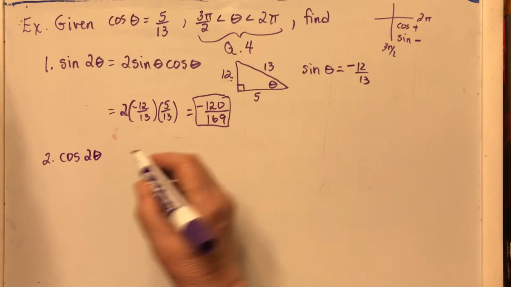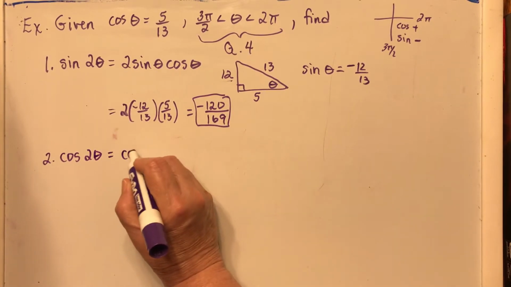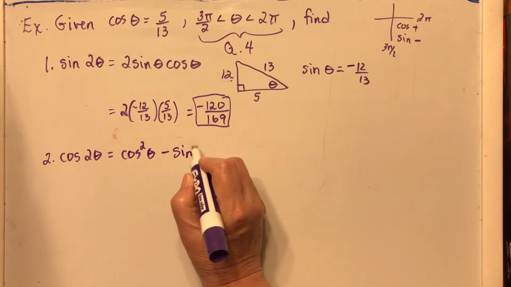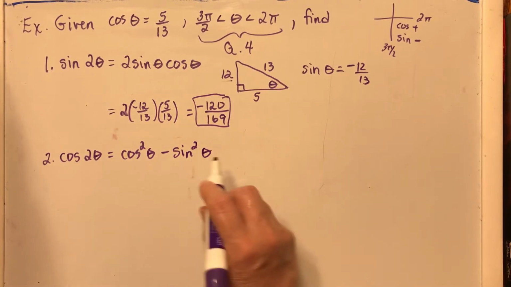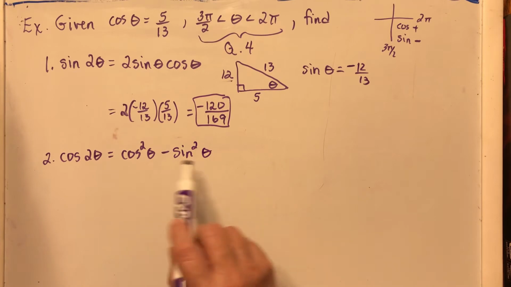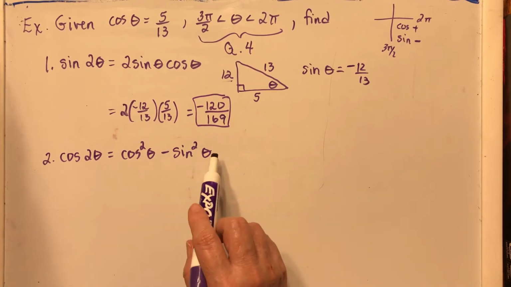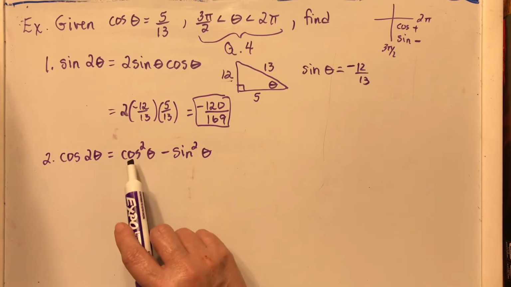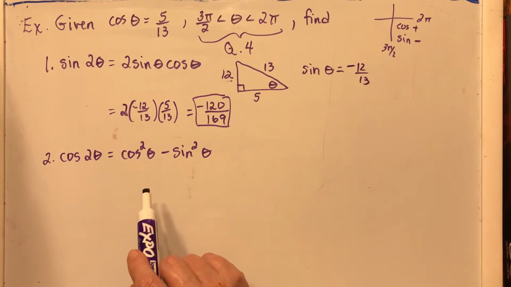Second example, let's find the cosine of 2 theta. Now there were 3 different formulas we could have used, but I'm going to use the cosine squared theta minus sine squared theta. And don't get that confused with the Pythagorean identity that we know that sine squared theta plus cosine squared theta equals 1. This is cosine squared theta minus sine squared theta.